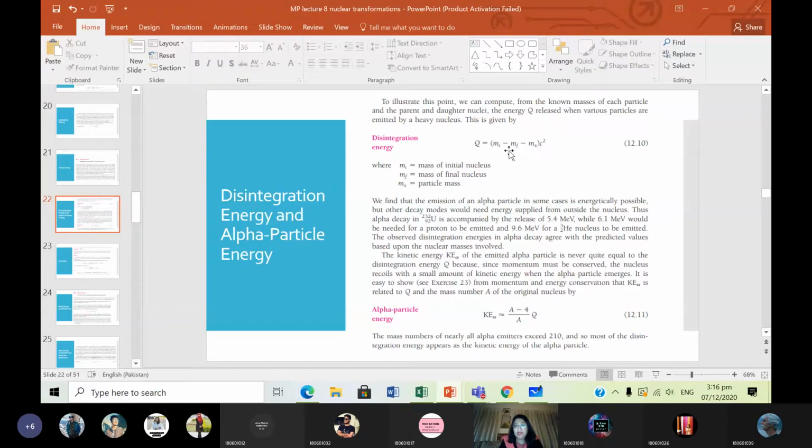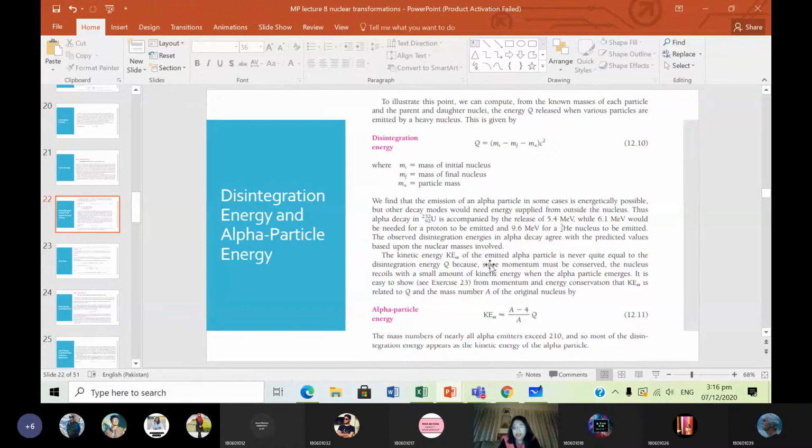Then you will multiply all of that by c squared, because this is the mass difference between the left-hand side of the equation and the right-hand side. Multiplying by c squared gives the disintegration energy, which is the energy released when the alpha particles are emitted from a heavy nucleus.